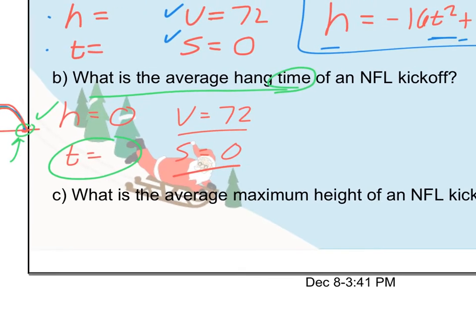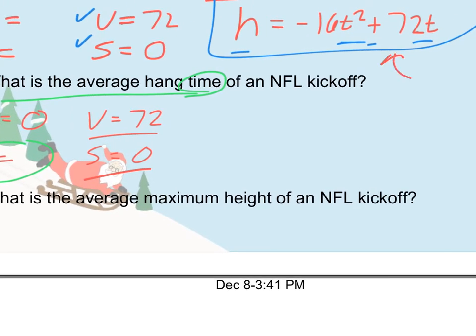Okay, so going back to our equation from up here, I'm going to use all those same numbers as we saw, but now my height, I'm going to put in 0. So this is going to be 0 equals negative 16t squared, because t is the one I'm still trying to figure out, plus 72t.